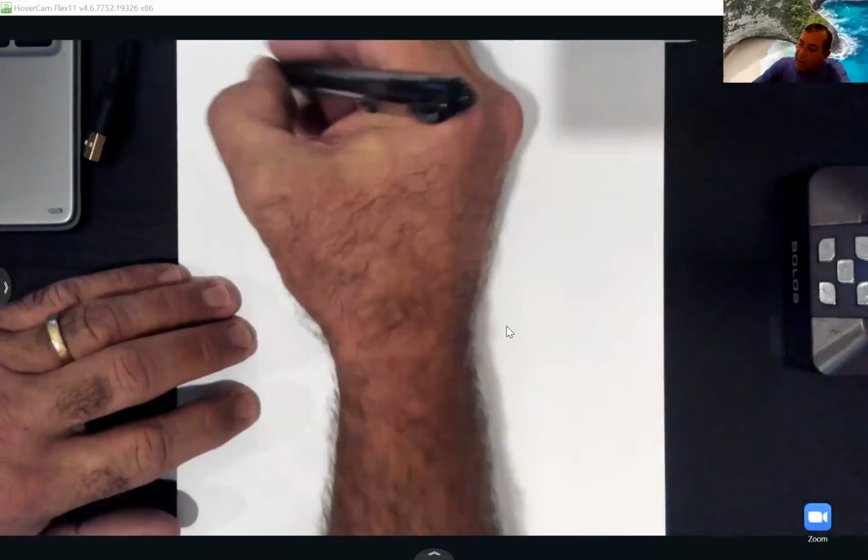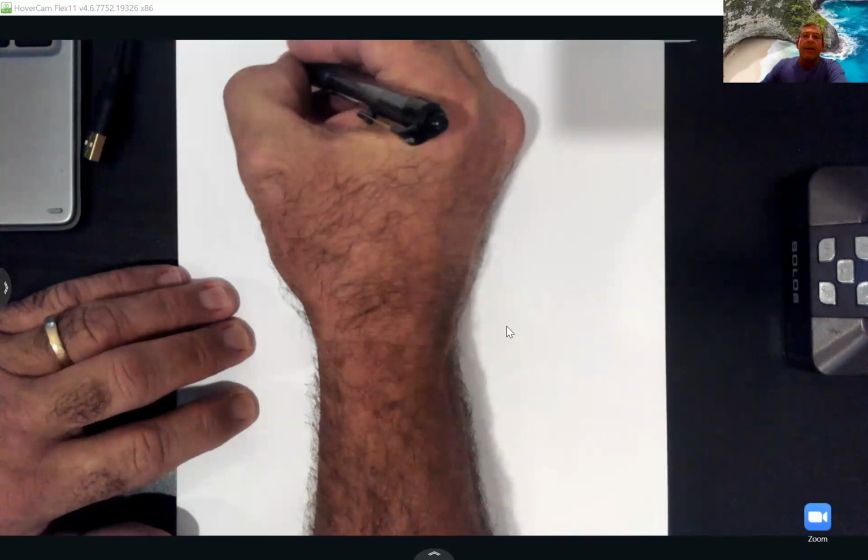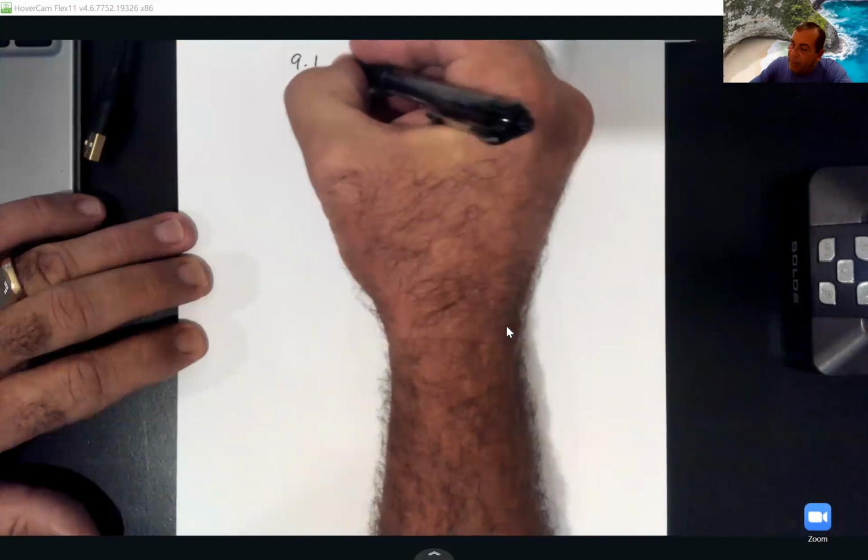All right, so this is a new one, y'all. This is 9.1, the composition of functions.